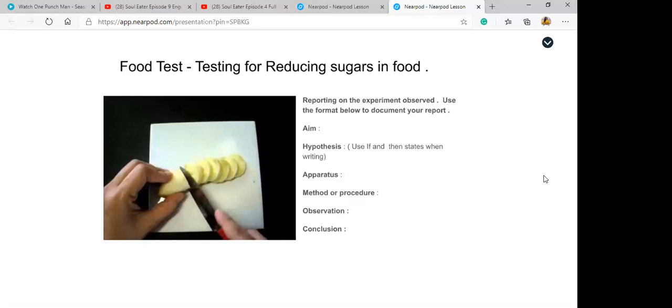Okay, so you're supposed to write the method in the past tense. You got that? Now, observation. When we talk about observation, what are we referring to? What you observe during the experiment. So you have to observe. You have to use the eyes. You have to use the ears.